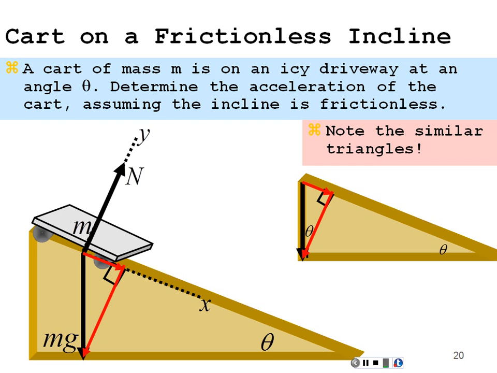So now I know what theta is here, and looking at this small right triangle, I can now identify what my components are. My hypotenuse is mg, and opposite theta should be mg sine theta, and adjacent to theta should be mg cosine theta. So I'm going to have an mg sine theta going down the incline and an mg cosine theta going into the incline, just based on geometry.